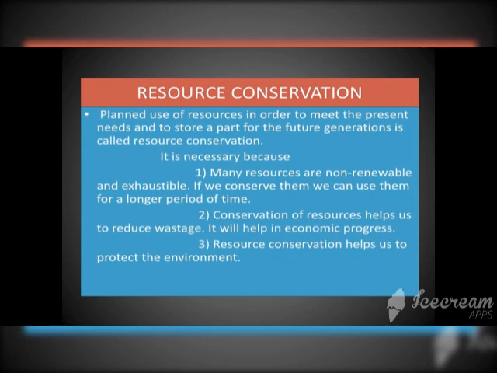Now, resource conservation. Because of the continuous interaction of human beings with resources, our resources are depleting. Now it's high time to conserve our resources. So we have to do planned use of resources so that they do not get extinct and our future generation can also use them. Why is it important? Because most of the resources found on the earth are non-renewable or can be exhausted. So if we conserve them properly, we can use them for a longer period of time. Conservation helps to reduce wastage, it is helpful for economic progression, and it helps us protect the environment also. So that is why resource conservation is very, very important.